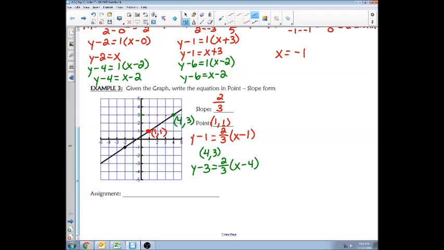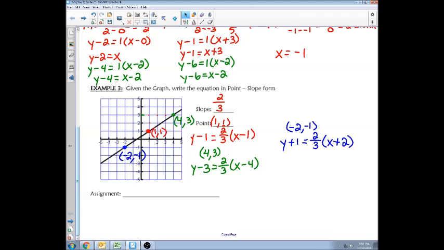The last way I could write it would be using this point. This point is negative 2, negative 1. That might be a little hard to see. But if my point is negative 2, negative 1, it would be y, the opposite of my y value, so positive 1, is equal to my slope times x, the opposite of my x value, so positive 2.